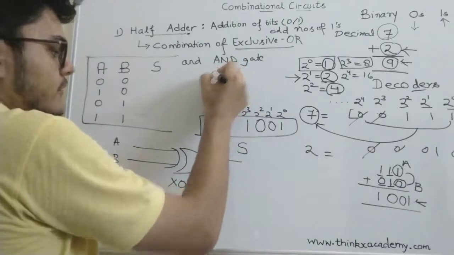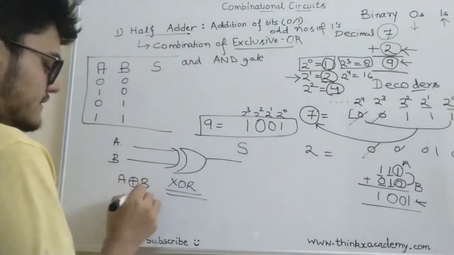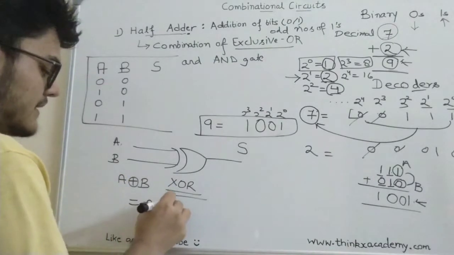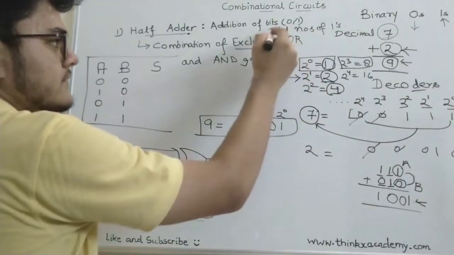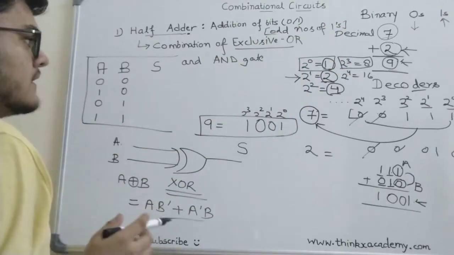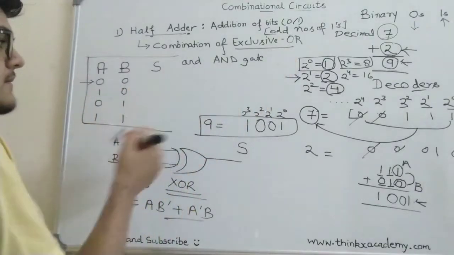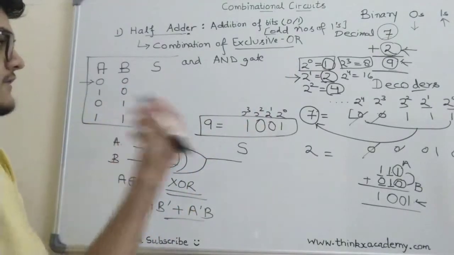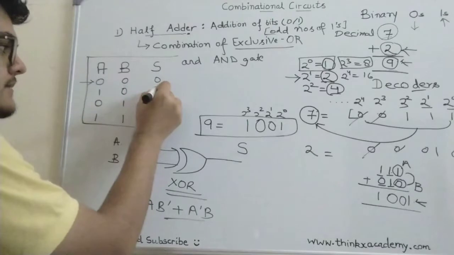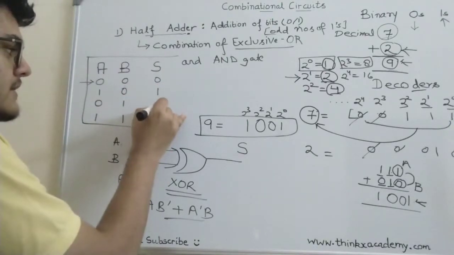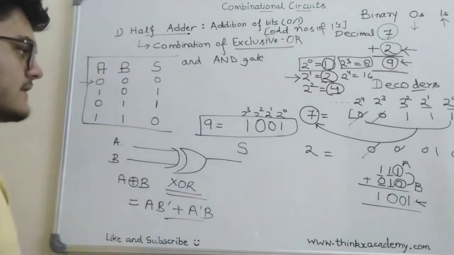Now I will have to perform the exclusive OR operation between A and B. So it will look like this. It can be expanded as A B dash plus A dash B, or you can simply use this odd number of 1s theory, right? In the first case, you can see that there are no ones, so the number of ones is 0, which is an even number, so I'm going to write 0 here. Here you can see that it is an odd number, so I'm going to write 1, and similarly 1 here, and here we have an even number, so I'm going to write 0.